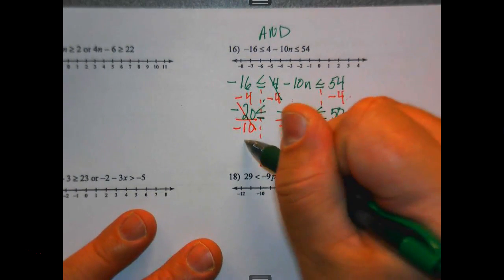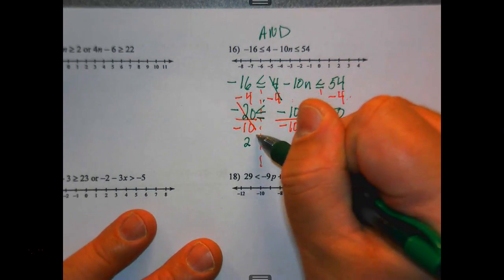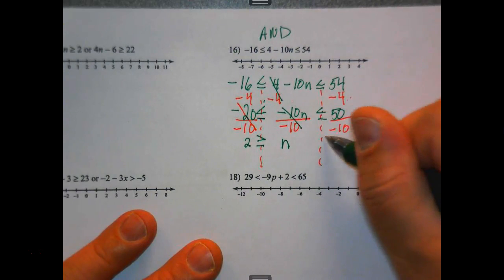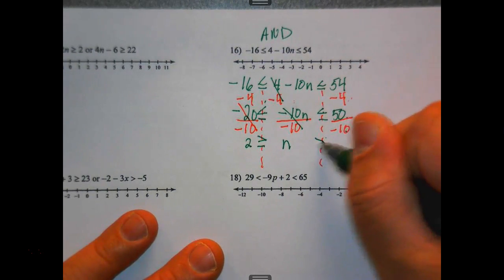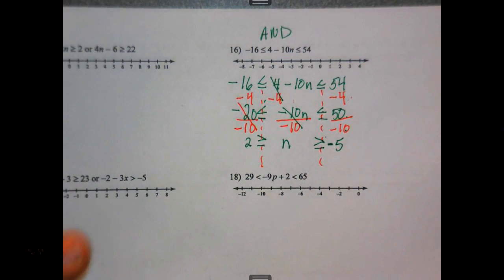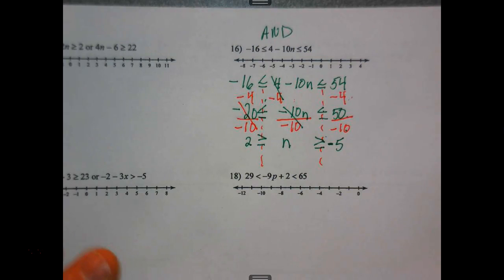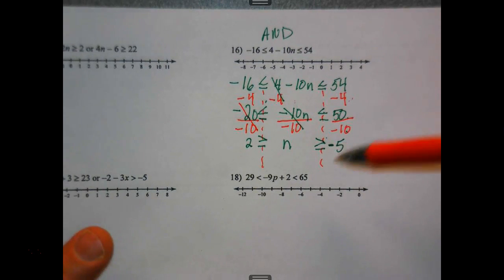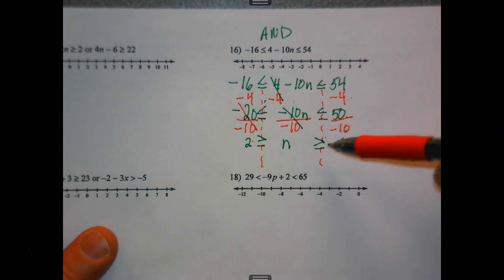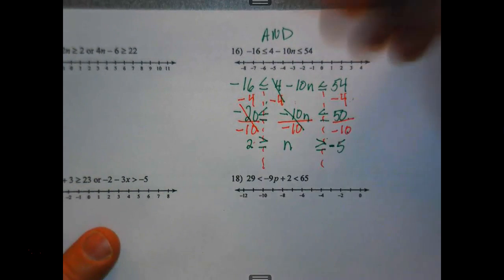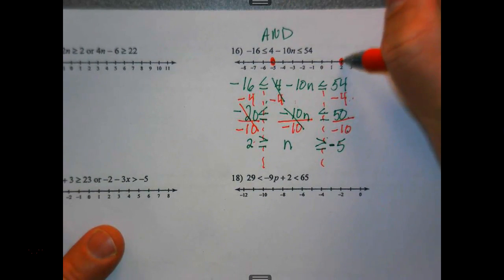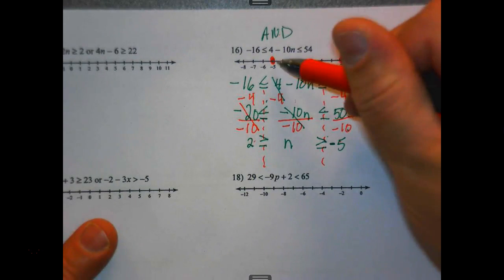Okay, so I get positive 2. I have to flip the sign because it's a negative number. Flip the sign because I'm dividing by negative 10. Okay, both points, 2 and negative 5. Quiet, please. 2 and negative 5 get closed circles because of the equal sign. It's an and problem, so shade in between.